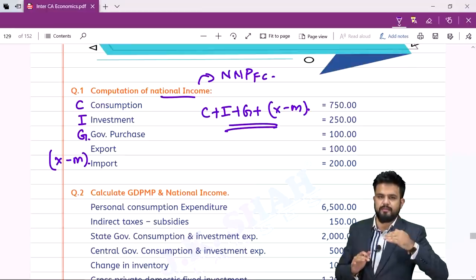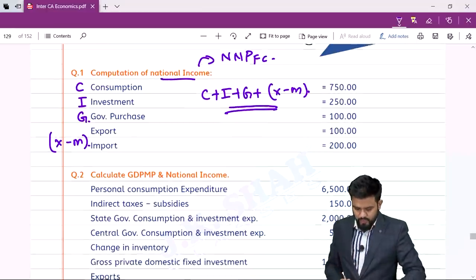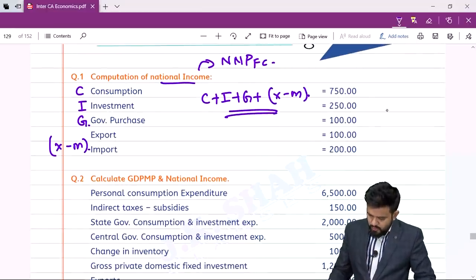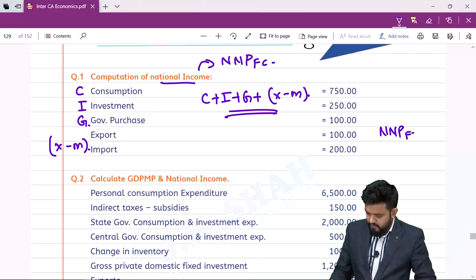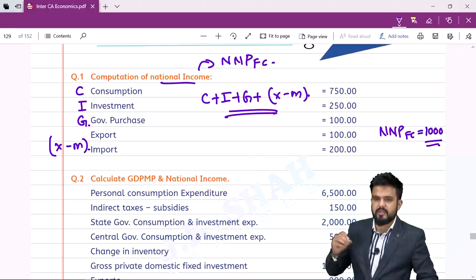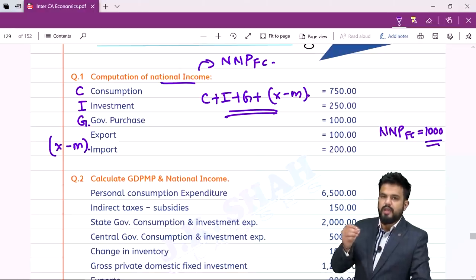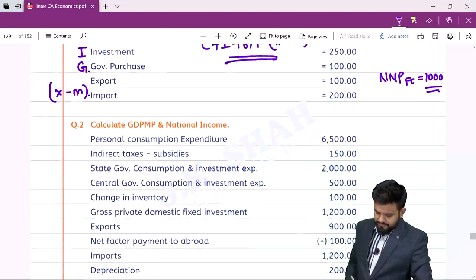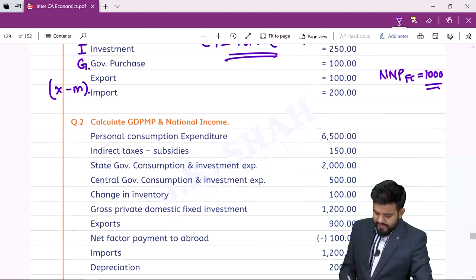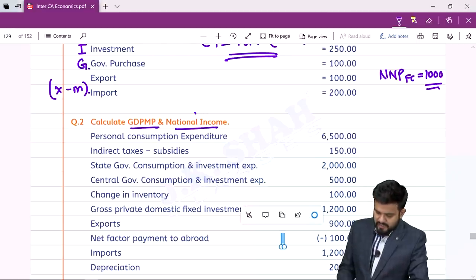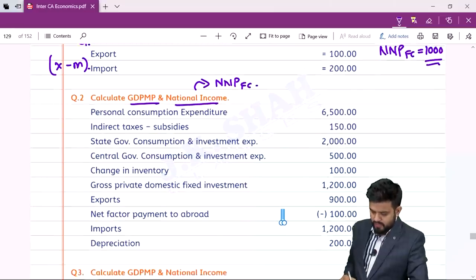Solve vertically. That is the main thing you need to understand. So if I calculate, the answer should be NNP at factor cost, 1000 should be the answer. Once you calculate, you will get the answer. Let's go to the second sum. Calculate GDP MP and national income, they are saying. This is nothing but NNP, again at factor cost.